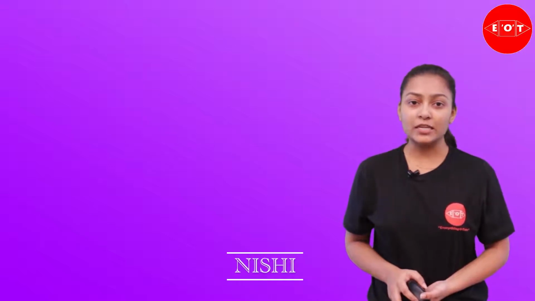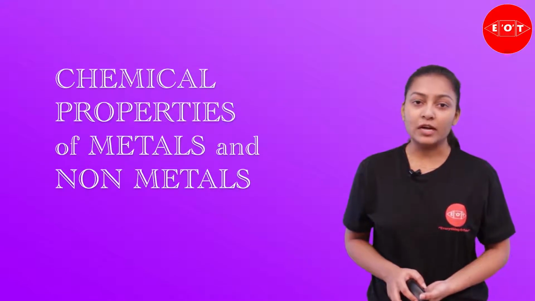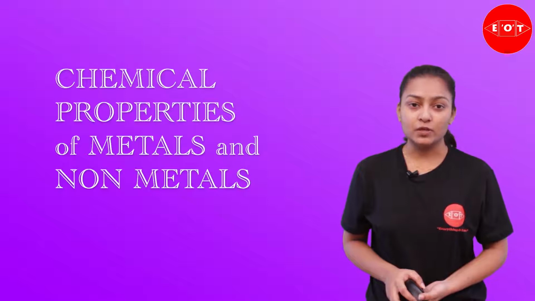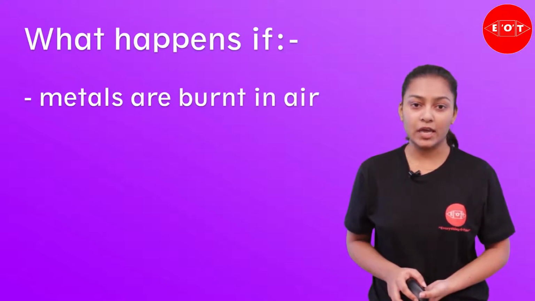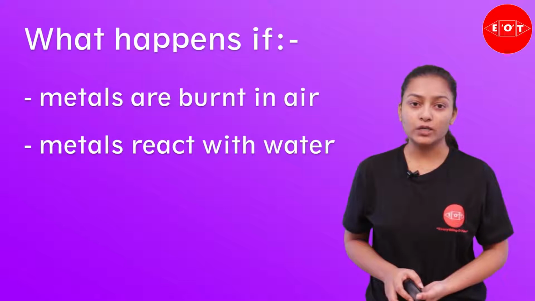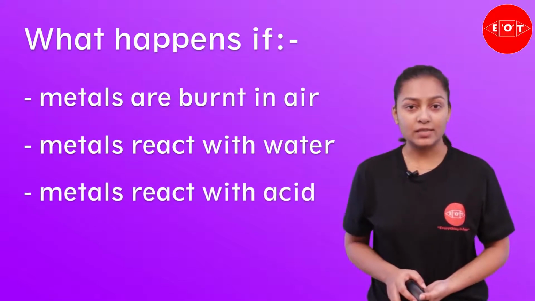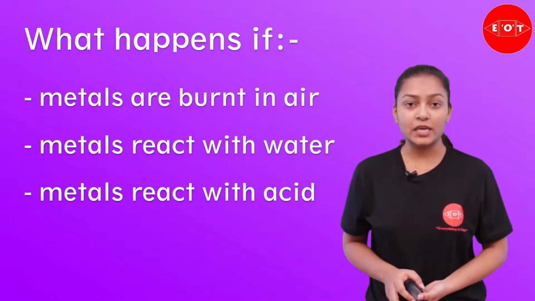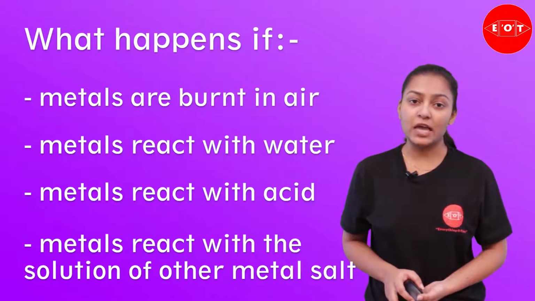We saw that the elements cannot be clearly classified into metals and non-metals. Will chemical properties help? Let us understand the chemical properties first. When we look at the chemical properties, there are a few things that we need to look at. We will see what happens when the metals are burnt in air, when the metals react with water, and when the metals react with acids. And lastly, we will see what happens when the metals react with the solution of other metal salts.